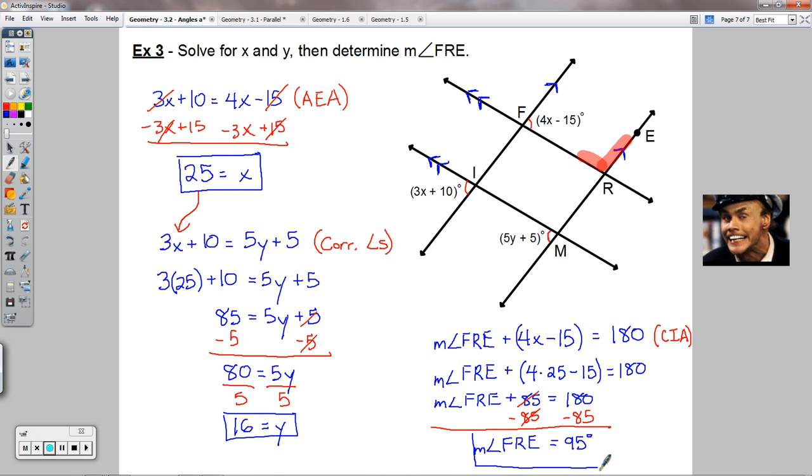And again, notice in the picture it doesn't look like it's quite 95. I would say it looks a little bit bigger than that, but pretty close to that. So again, don't trust the picture, trust the information in the picture.